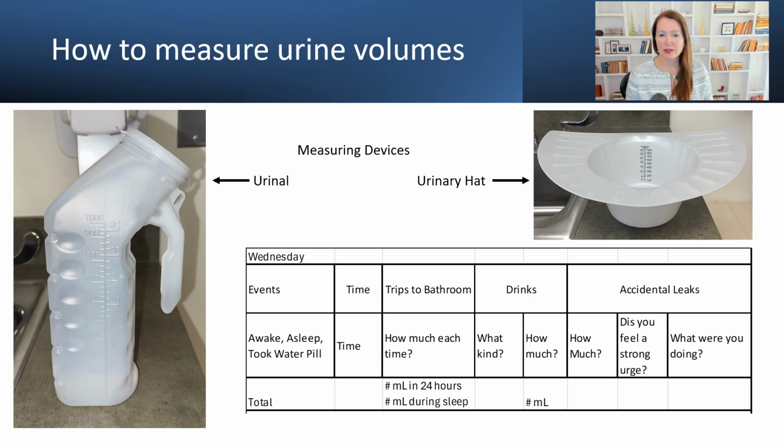It's also important to note whether you took certain medications like a water pill called a diuretic, time of day, how much you urinated each time, what you drank and how much of it, and whether you had any accidental leakage. If you do leak, try to estimate the amount of leakage, whether you had a strong urge or whether you were coughing or lifting, what you were doing.